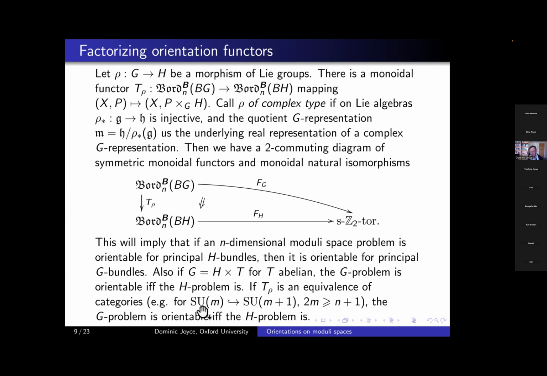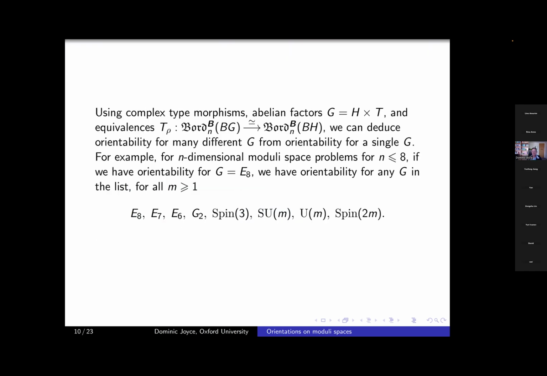You tend to get equivalence of the categories in the stable range when you have groups like SU(m) or U(m) or whatever, which depend on an integer. So the inclusion from SU(m) into SU(m+1) for m large enough will give you an equivalence of categories, because the bordism groups stabilize as m gets large enough. Okay, so these give us a bunch of techniques for deducing orientability for moduli spaces of one principal group from orientability for a different Lie group.